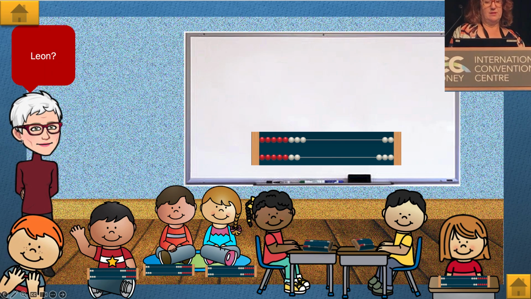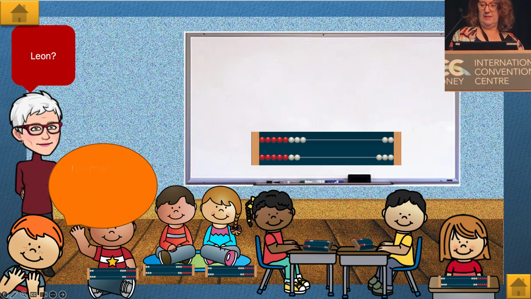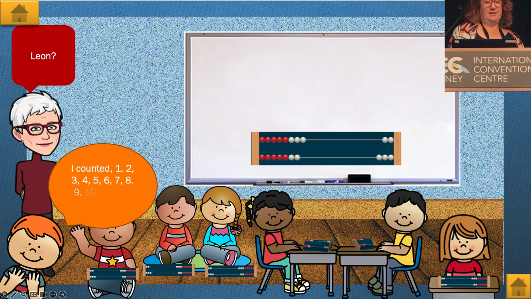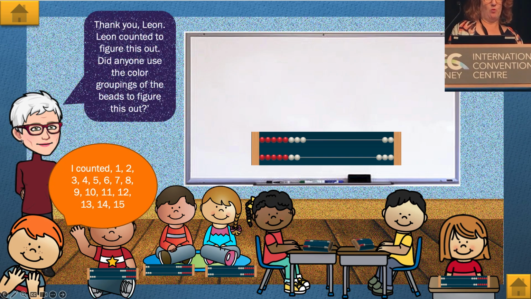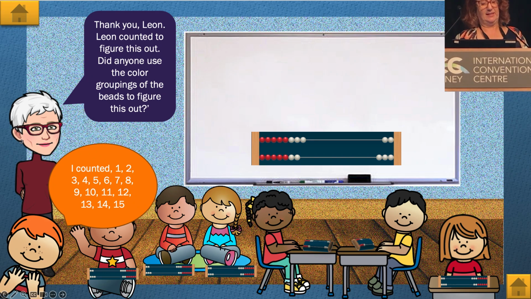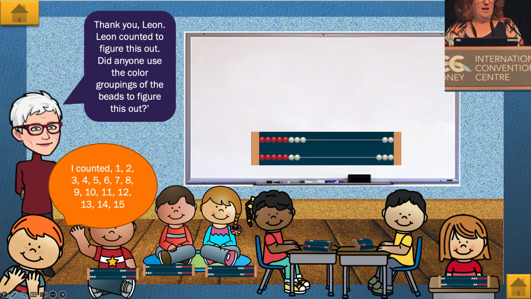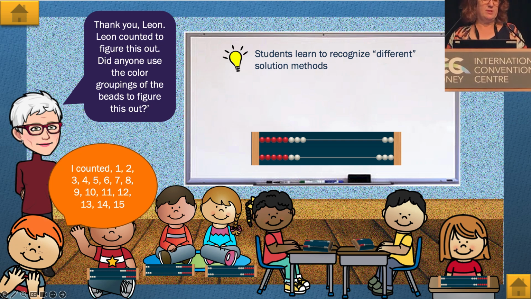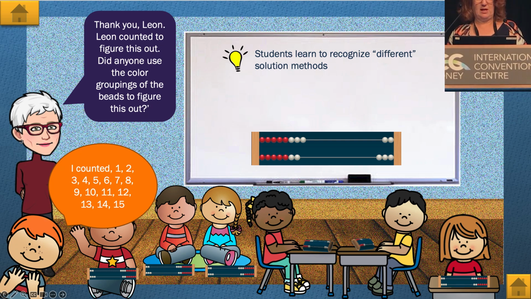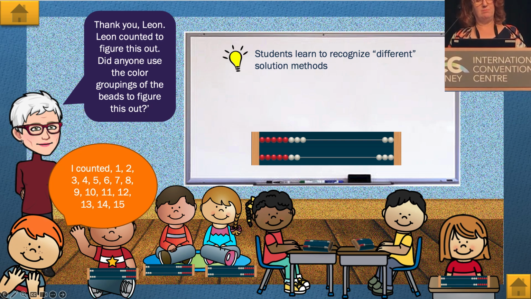And we see this child pop in called Leon. Leon says, "I counted 1, 2, 3, 4, 5, 6, 7, 8, 9, 10, 11, 12, 13, 14, 15." And the teacher says, "Thank you, Leon. Leon counted to figure this out. Did anyone use the color groupings of the beads to figure this out?" This is another light bulb moment.